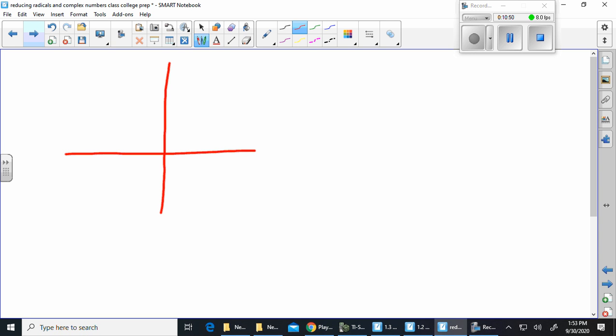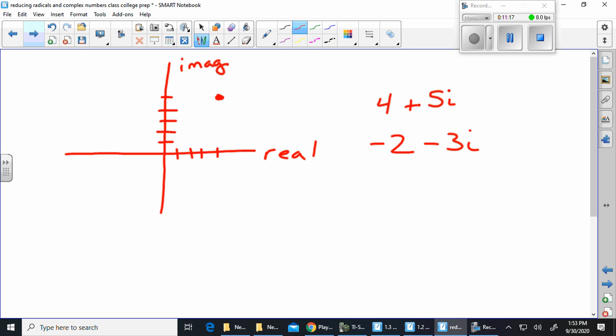So just me sort of giving a generic picture. This is my real axis. This is my imaginary axis. So if I ask you to plot 4 plus 5i, it's a positive 4 on the real, a positive 5 on the imaginary. I go right 4, up 5. If I said negative 2 minus 3i, I go left 2 on the real, down 3 on the imaginary.